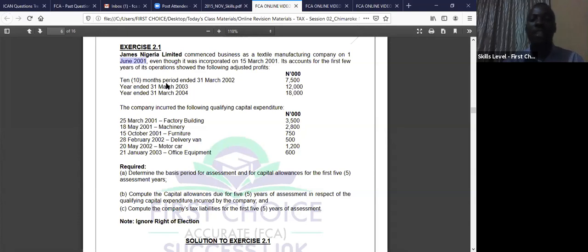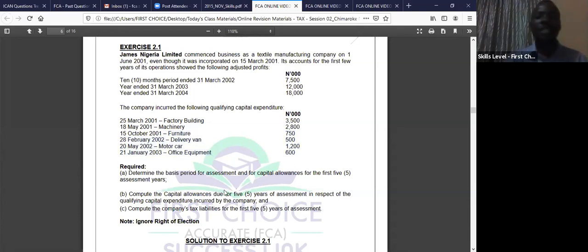They now give us 3 years of assessment. They now told us that the company had the following capital expenditure. So you can see that this factory building was acquired before the business started. Of course, the business had been incorporated when it got these things, but the business has not started. This machinery was gotten after incorporation, but the business has not started. The rest of them were gotten after the business started.